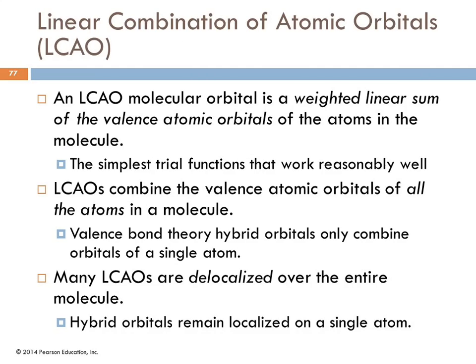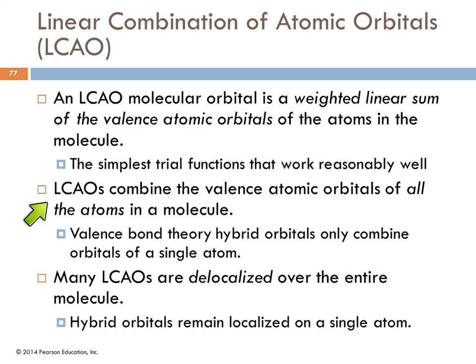So LCAO, linear combination of atomic orbitals. This is a weighted linear sum of the valence atomic orbitals of the atoms in the molecule. And this is the simplest trial function for figuring out the energy that works reasonably well. And so that's what we're going to stick with, linear combination of atomic orbitals. So those atomic orbitals that we're talking about are the s and the p and the d and the f orbitals that we learned about.